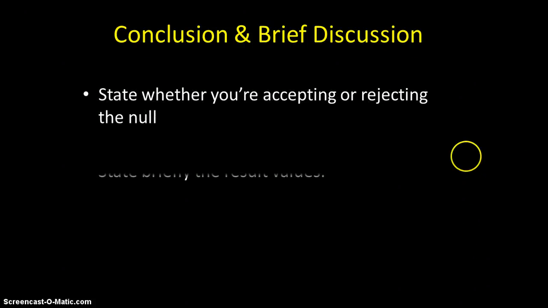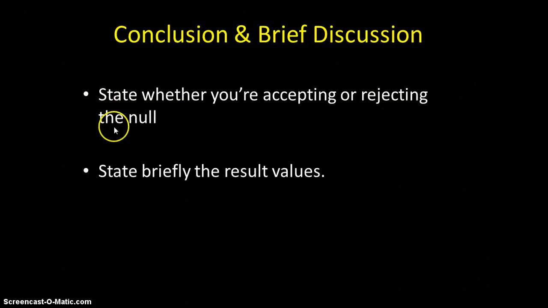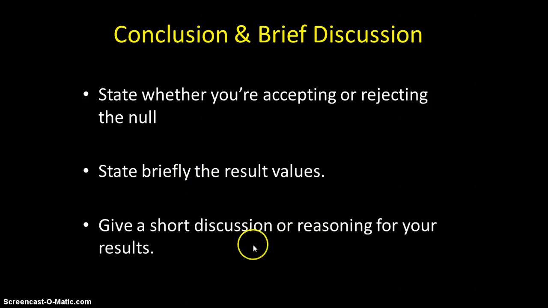Why do you think that might be? Because we have that result showing there is a significant difference, you always start by rejecting the null and accepting the alternate hypothesis. Revisit the results briefly. Give a short discussion on your reasoning. I don't need to go into loads of detail in this particular thing, just a little bit of thought as to why that might be.